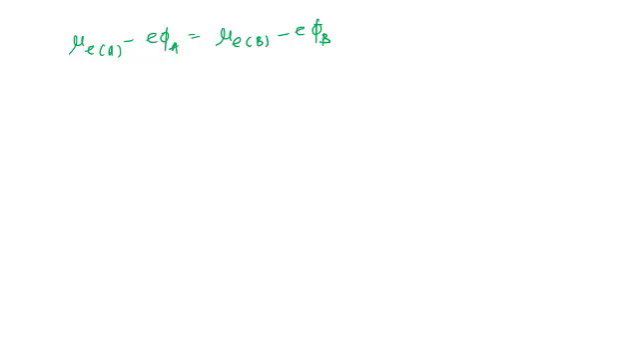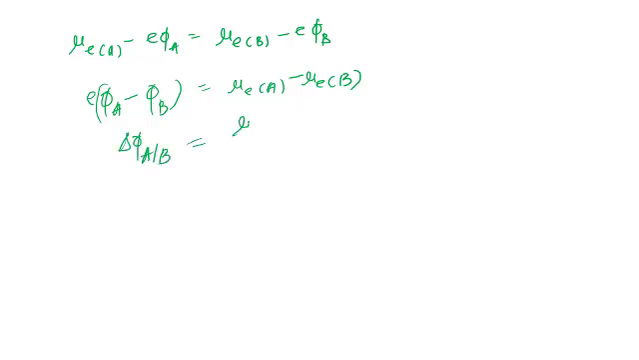Or then I can write E times (phi A minus phi B) is equal to mu E of A minus mu E of B. Or I can write delta phi A by B is mu E of A minus mu E of B, divided by E.